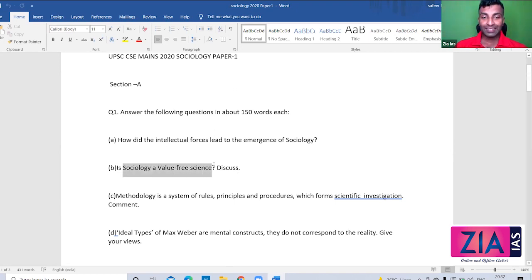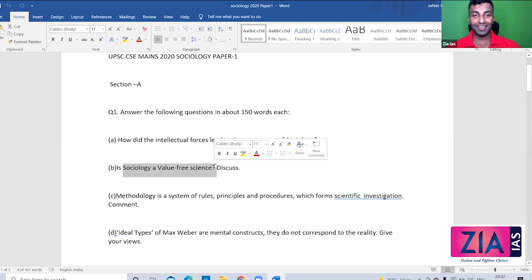Now, value-free science, how many attended today's session? We were discussing about this, right? So sociology is a value-free science or not? We will take a balanced stand here. We will say what the situation was during the emergence, why they wanted to make it similar to science. They followed this positivist approach, stressed on objectivity. Objectivity means freedom from personal bias. Bias will come from values. To get objective, you need to be value neutral or value free.